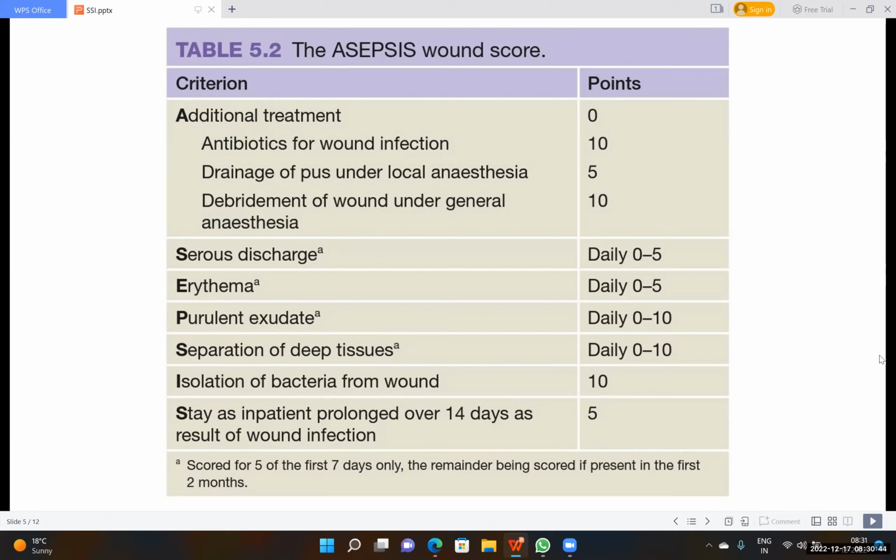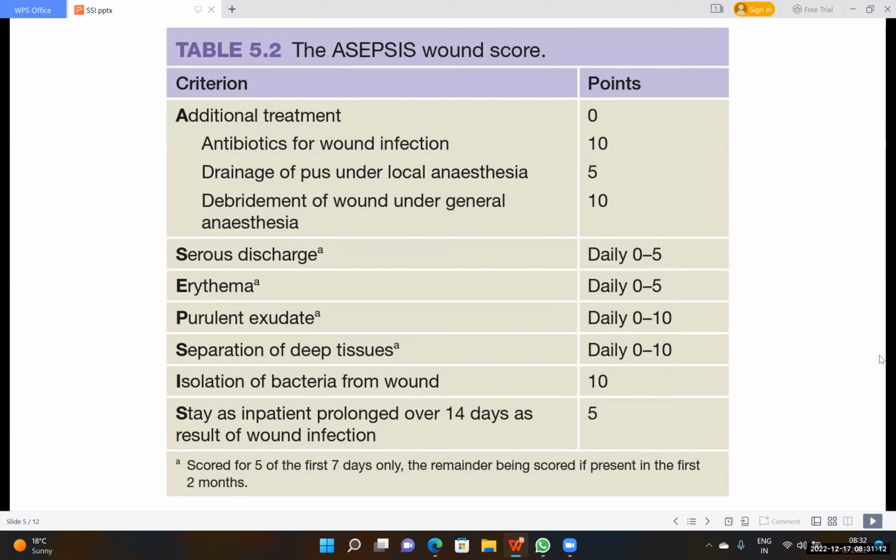Now, erythema we give 0 to 5 scoring. Separation of deeper tissues, if present, we give 0 to 10 score per day. If we culture and isolate some bacteria from the wound site, 10. And if the patient is staying in the hospital for more than 14 days after the wound infection, after the SSI, it's given 5 points.